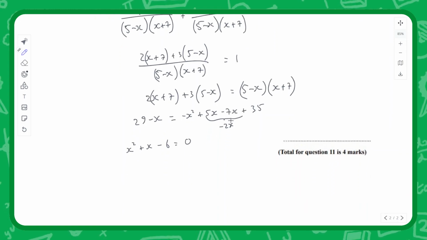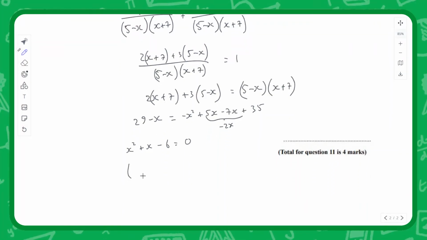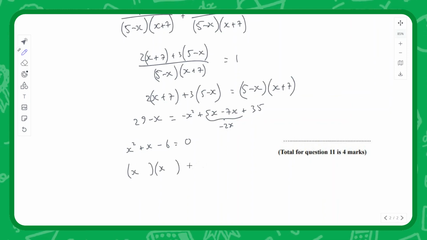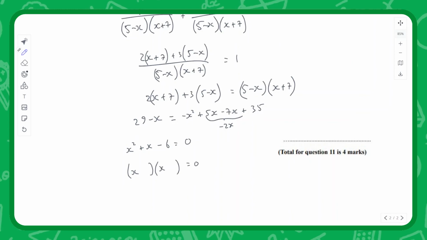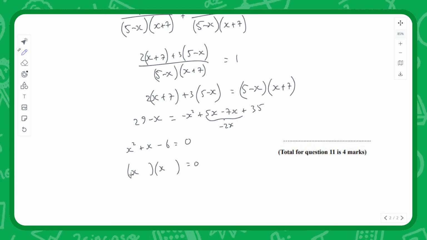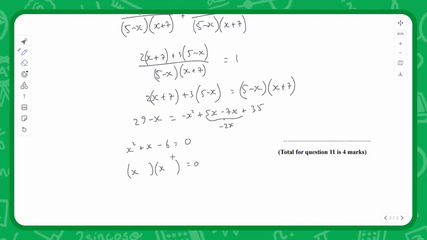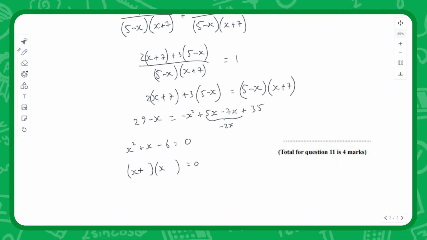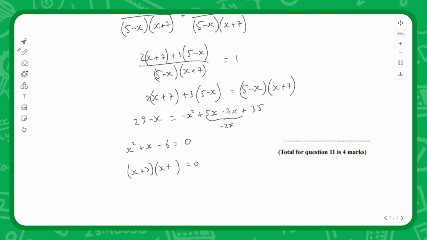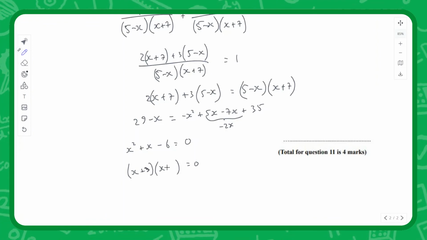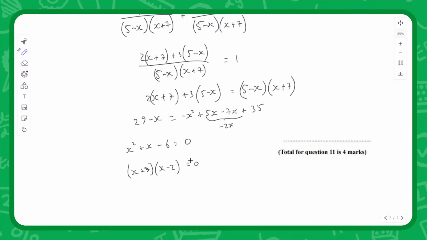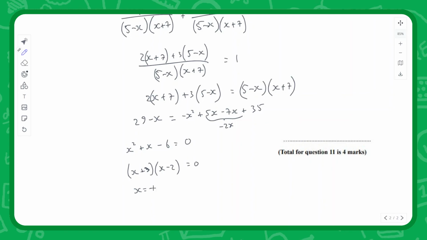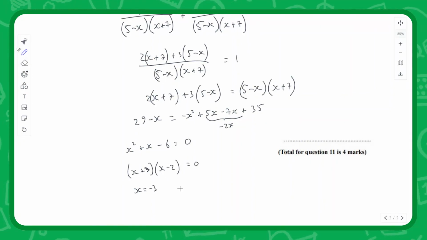Well, now we're just solving a basic quadratic, right? So hopefully we can factorize this. I'll put this into my standard factorized format. And if we look at how we can solve this, I need to find 2 numbers that times together to get minus 6, adds together to get 1. That's going to be plus 3 and minus 2. And so x, therefore, to make this whole thing 0, well, if this bracket's going to be 0, x has to be minus 3. If this bracket's going to be 0, x has to be 2.